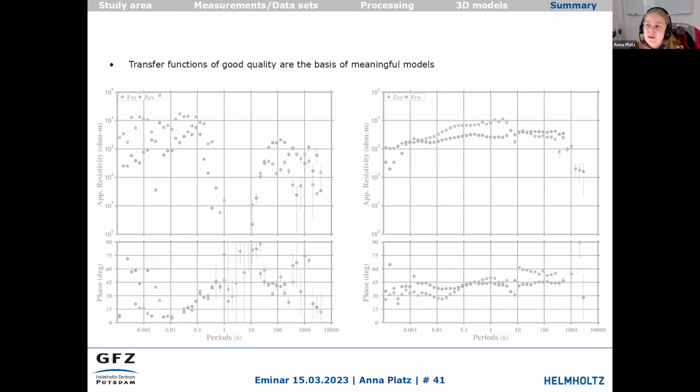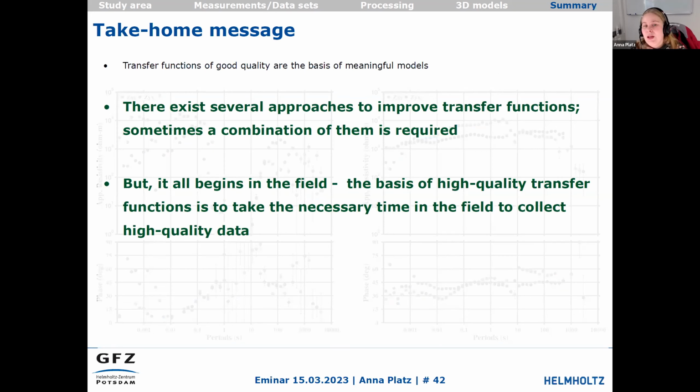And this is, I think, very important because to get these 3D models, or in general, to get good inversion models, you need transfer functions of good to high data quality. And as I showed, there exist a lot of tools already. Most of them are standard tools, which could help you to improve your data in noisy environments. However, sometimes a combination of them is required, especially if you have a lot of different noise sources.